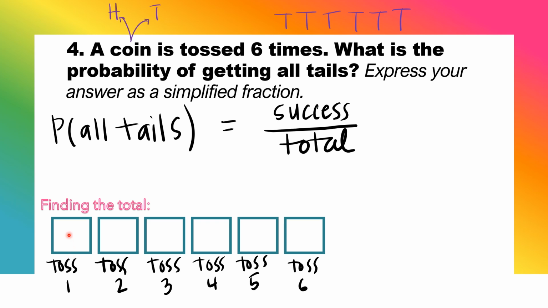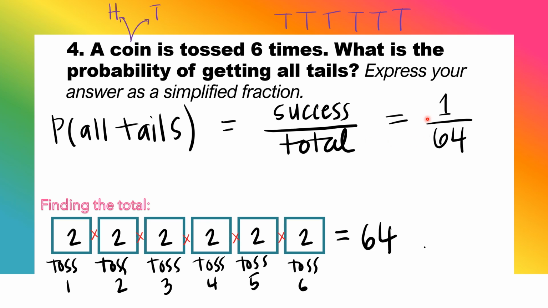For the first toss of the coin, I could get 2 outcomes, heads or tails. And then for the second toss, the same. Third toss, the same. So each time I toss the coin, I can either get heads or tails. Now that I've got my boxes filled in, I can just multiply those numbers to get my total number of outcomes in my sample space. So 2 times 2 times 2 times 2 times 2 times 2 is 64. There's one way to get a success, and that's to get all T's, but there's 64 total outcomes in my sample space, so it's 1 out of 64 as my answer.